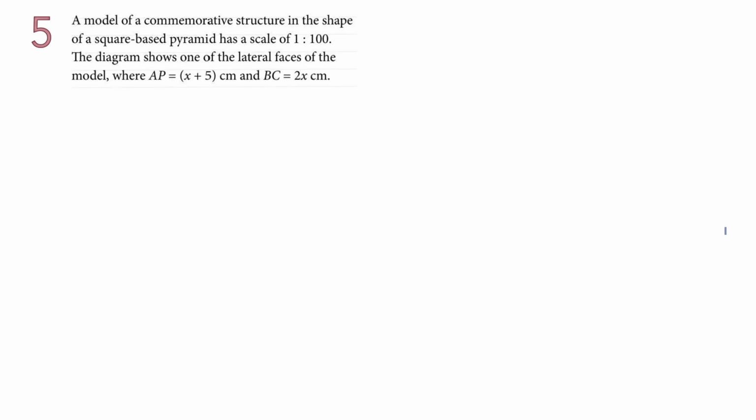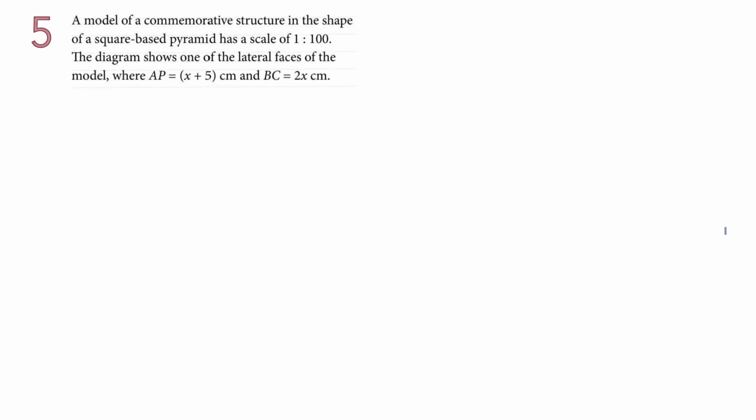Right, let's look at another question. In this question, you're given a commemorative structure in the shape of a square-based pyramid, and it has a scale of 1:100. So what it means is that on the diagram, if you have a length that's 1 cm, in real life it will be 100 cm. So on the diagram, if it's 2 cm, then in real life it will be 200 cm. This is what we mean by 1:100.